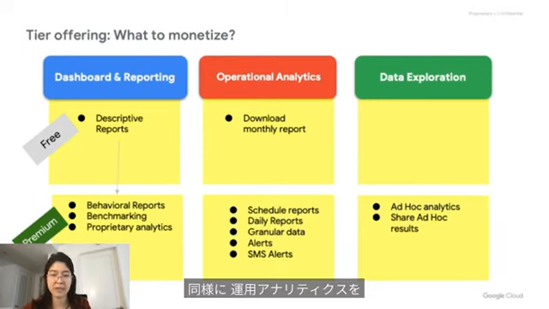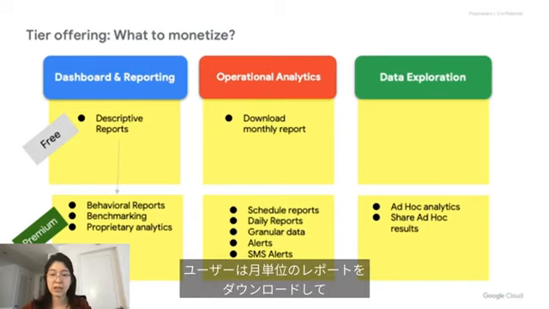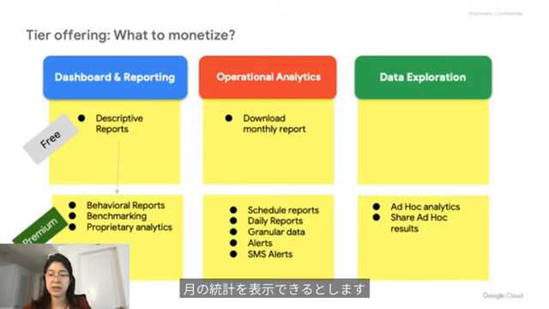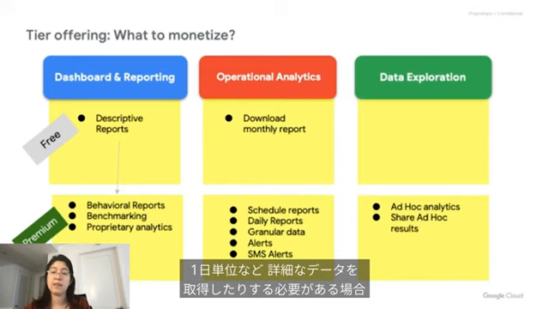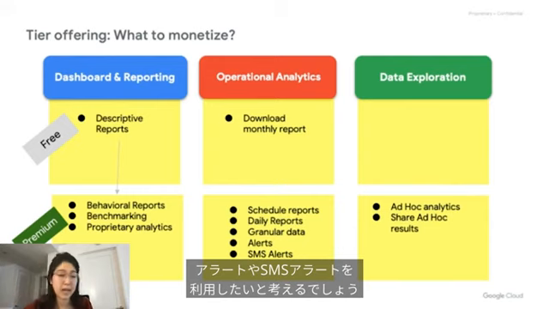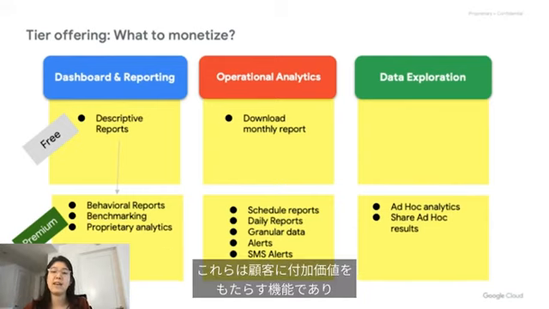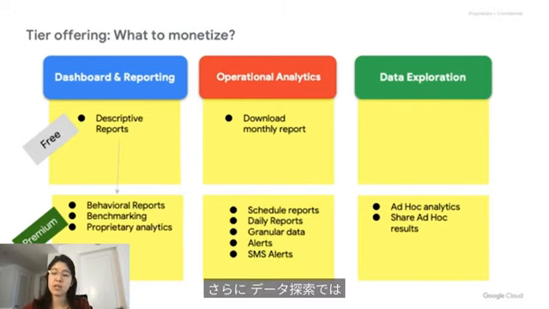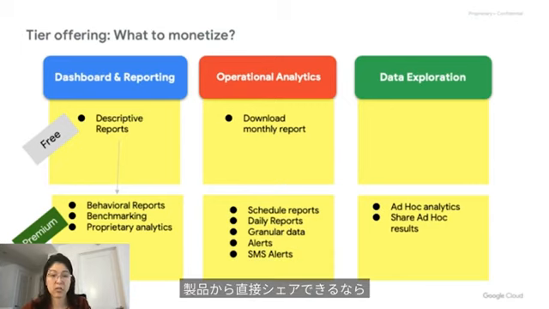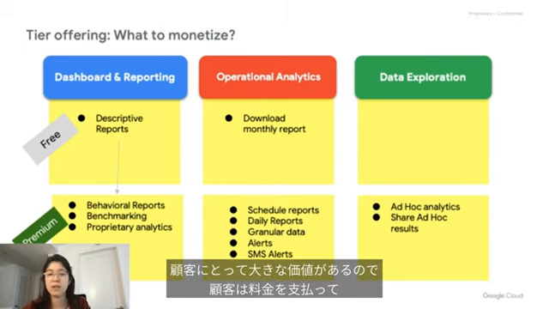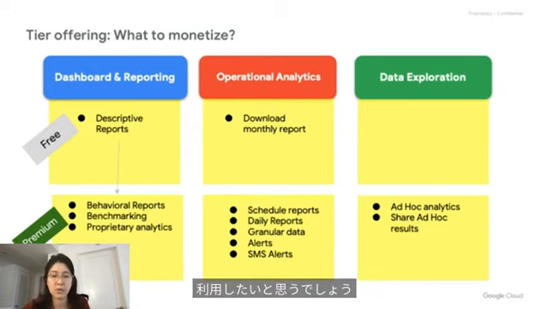You can break it up in the same way for operational analytics. Maybe you're allowed to download a monthly report and see monthly statistics. But if your customers need to schedule reports or get more granular data, maybe daily, or they want alerts or even SMS alerts, those are all features, again, that add different value to your customers that you can charge for. And then, of course, in data exploration, I think this is so unique in the field today that the ability to do ad hoc analysis and share your ad hoc results directly from your own product becomes so valuable to your customers that the expectation would be that you would pay for that.